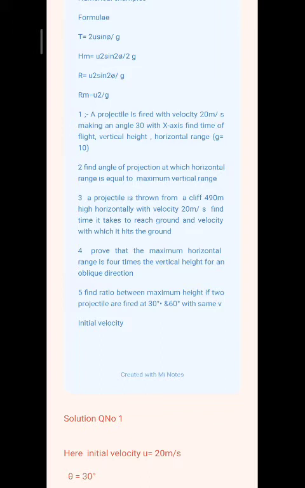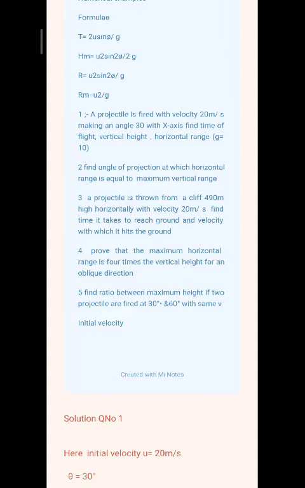Today we will do some numericals on projectile motion. We have learned in projectile motion that the time of flight is 2u sin theta by g, where u is the initial velocity, and the maximum height is u square sin square theta by 2g, while the horizontal range is u square sin 2 theta by g. Maximum range is for theta equal to 45, that is u square by g.